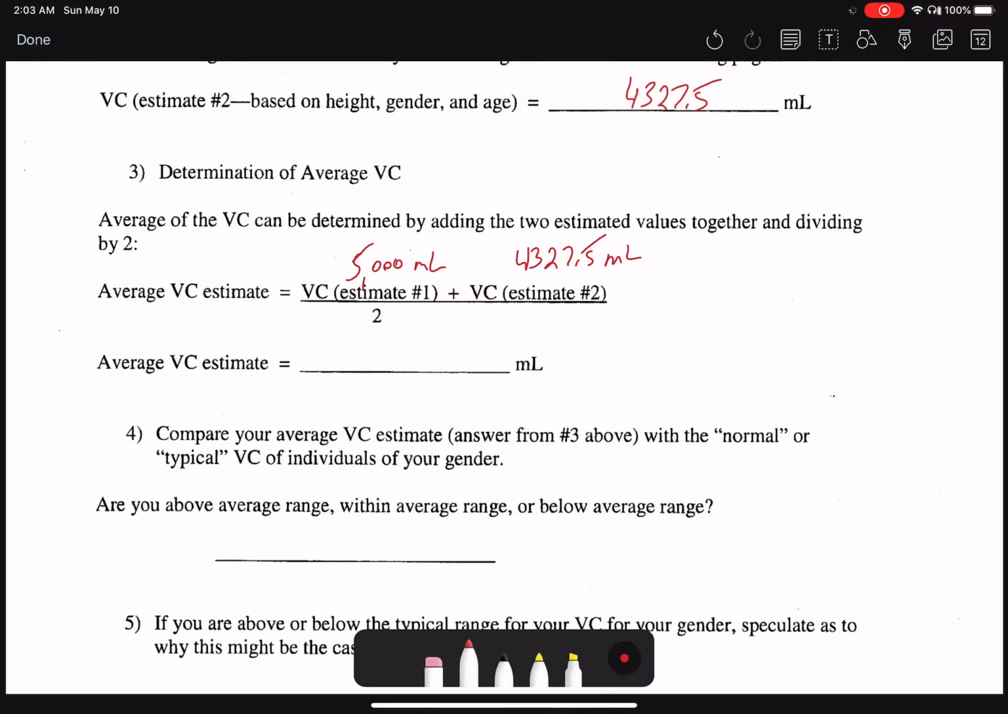So get out my calculator. 5,000 plus 4327.5 divided by 2 equals, oh wait a second, that can't be right. 5,000 plus 4327.5 and then divided by 2. So the final number here, the best estimate using both of these methods and then averaging the results, is 4,663.75 milliliters.